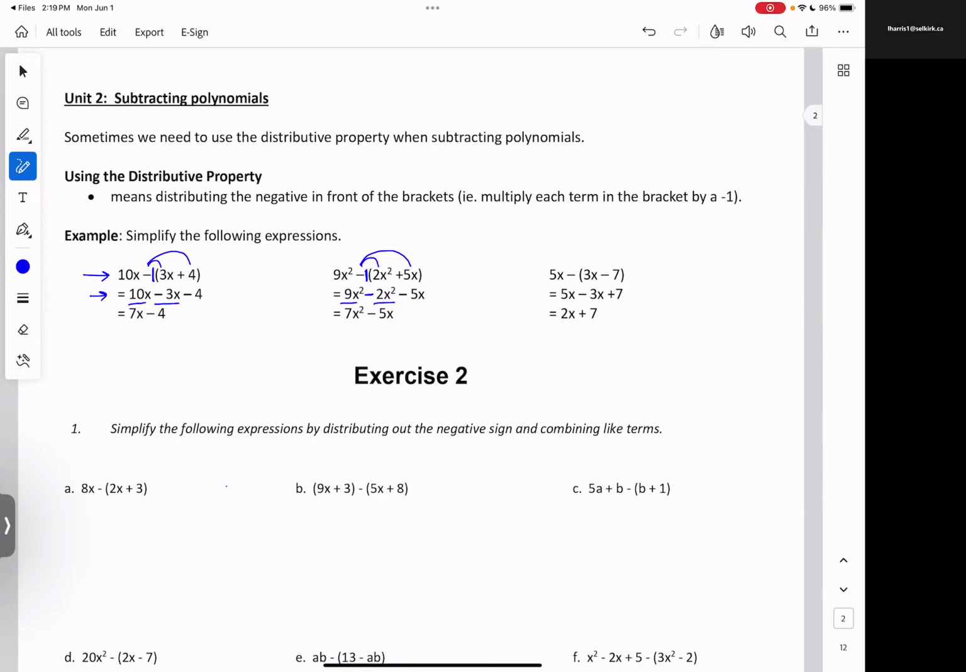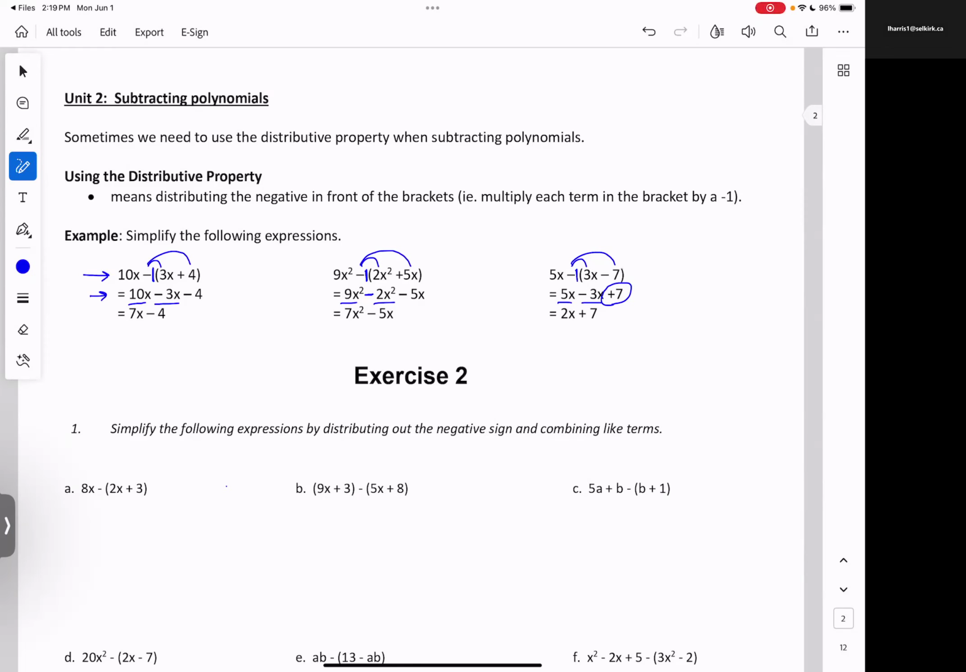All right, final example here. We're distributing out that negative sign again. Imagine a -1 there if you want. And so we've got 5x. So then we've got -1 times the 3x to give us the minus 3x. But then we have -1 times the -7, which is going to give us the positive 7 you see in that second line. So be careful with those. If you've got two negatives like that, you're going to get a positive. Then we're going to combine our like terms, which here gives us the 2x plus 7.